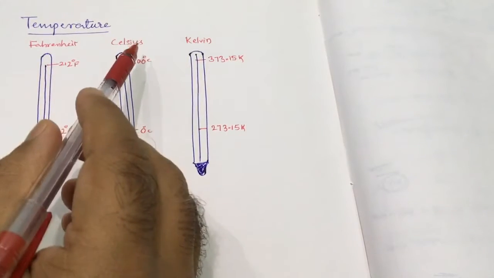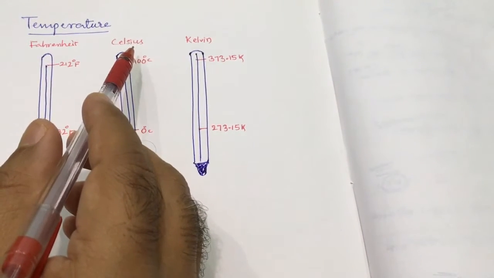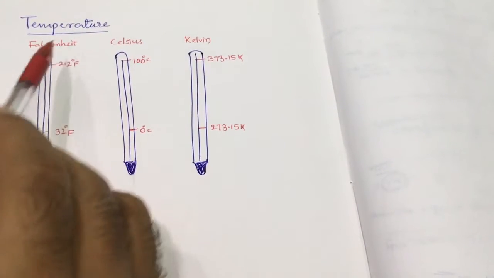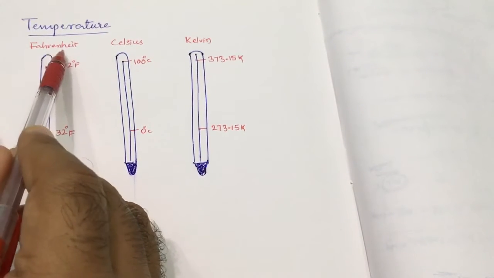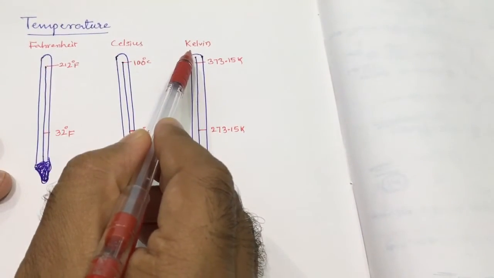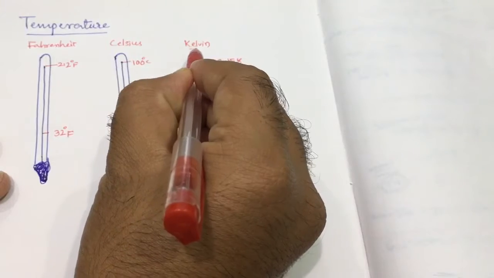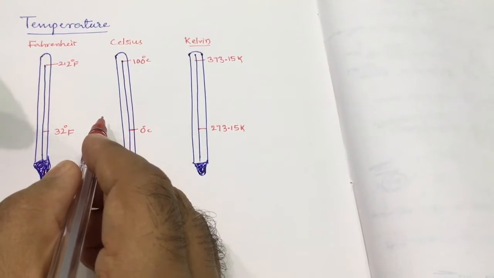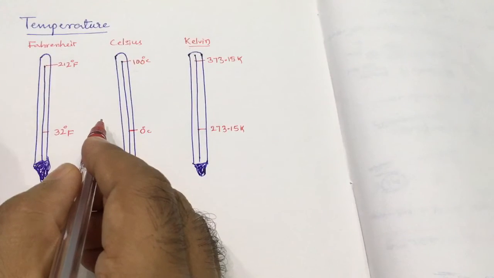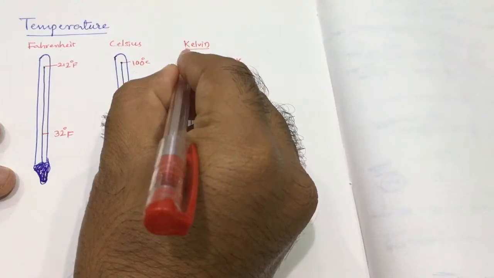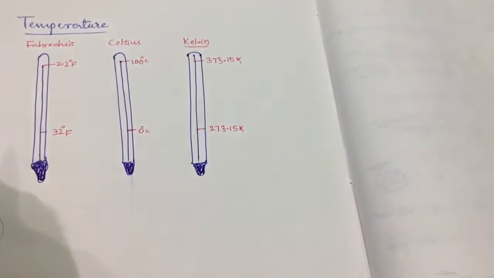Temperature is the amount of heat present in a substance. It is measured in three scales: one is Fahrenheit, second is Celsius, third is Kelvin. Kelvin is the SI unit. That's why, when you are calculating in any problem, we always have to take the temperature value in Kelvin. Don't forget, this is very important. In calculation we have to take Kelvin temperature only.